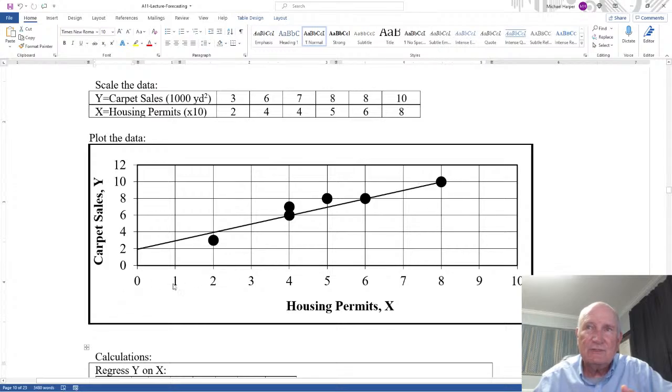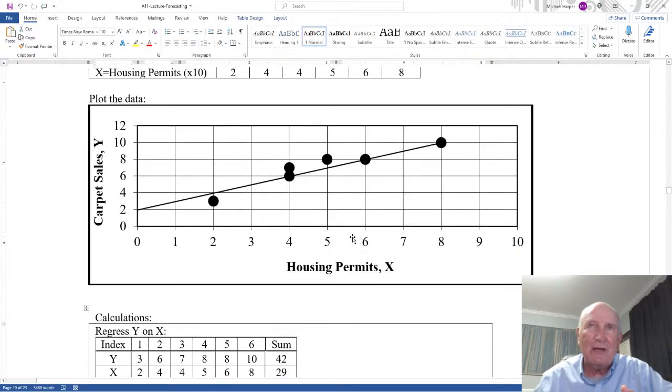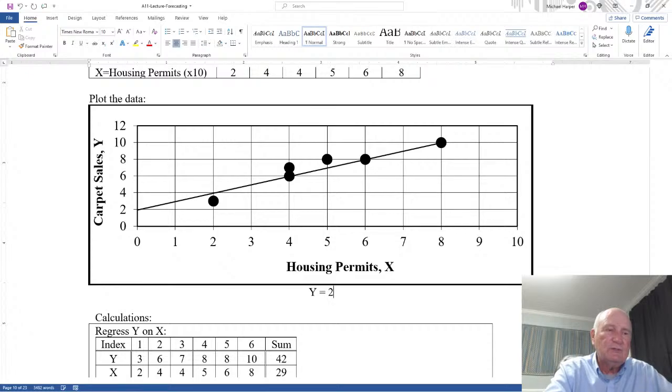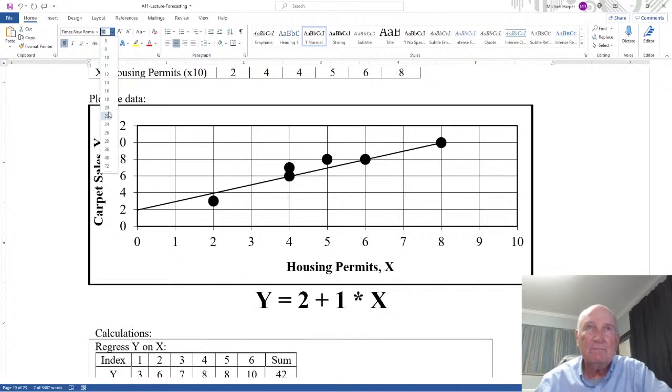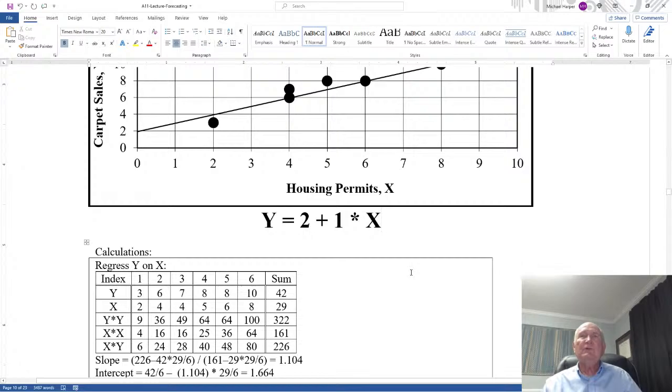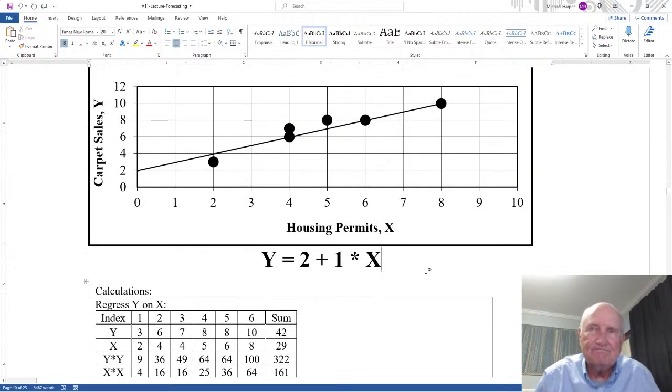This is 8. So it goes 0 to 8. 2 to 10 is 8. So 0, 2, 8, and 10, it goes over 8 and up 8. So the slope is 1. So the intercept is 2 and the slope is 1. So that line right there, just by looking at it, I can just say my y equals 2 plus 1 times x. And I'll use that as my regression equation and my forecasting equation.